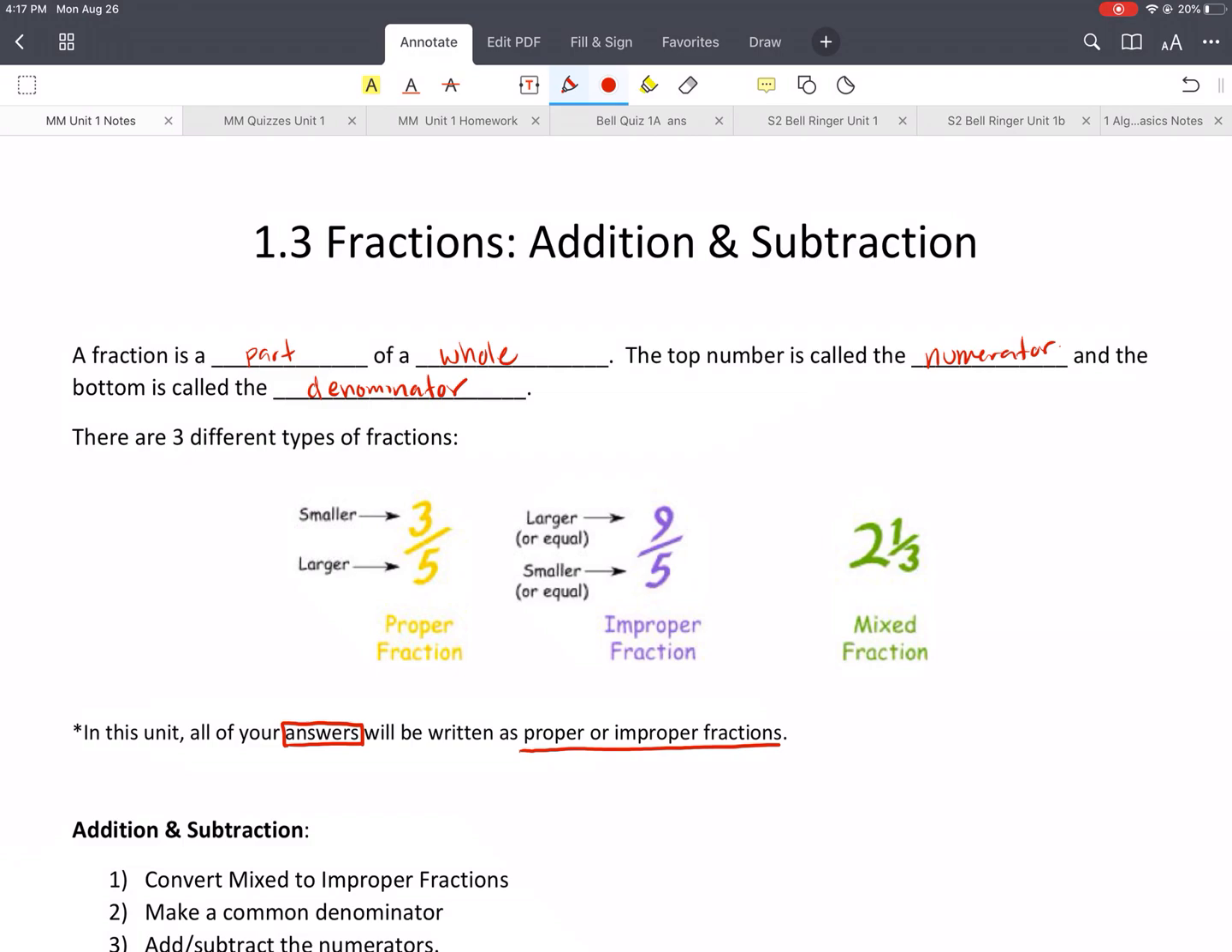The top number is called the numerator. So this is the numerator, here it would be a 3. And the denominator is on the bottom. We call that the denominator.